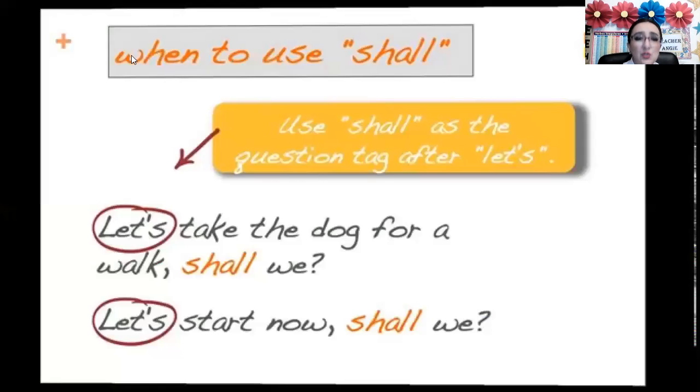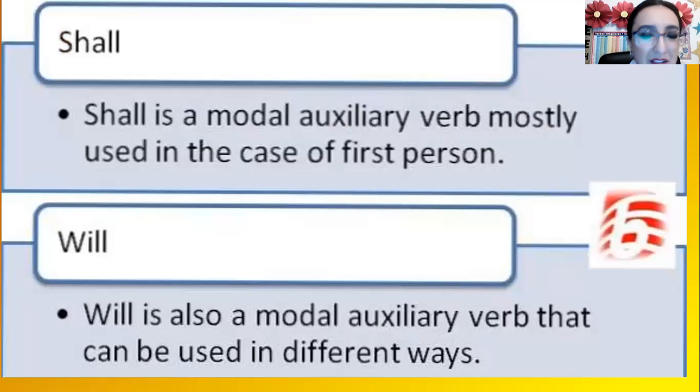So, when to use shall? We use shall as the question tag after let's. Let's take the dog for a walk, shall we? Let's start now, shall we? That is an example of how we can use it.